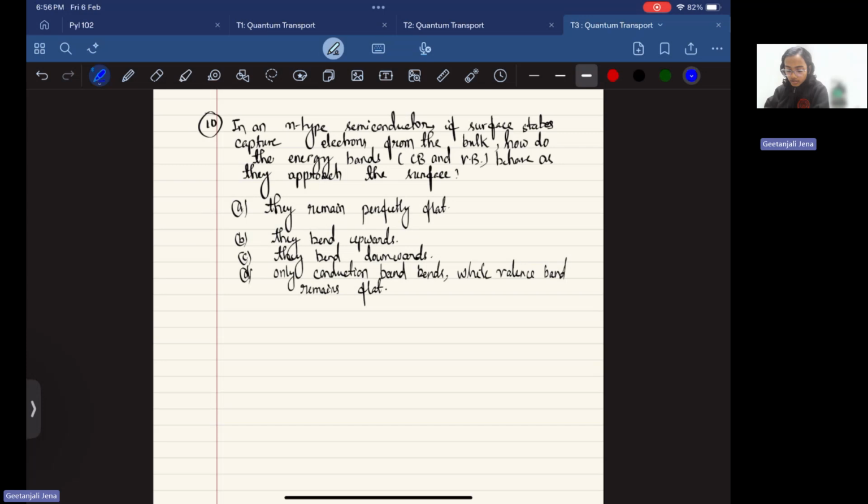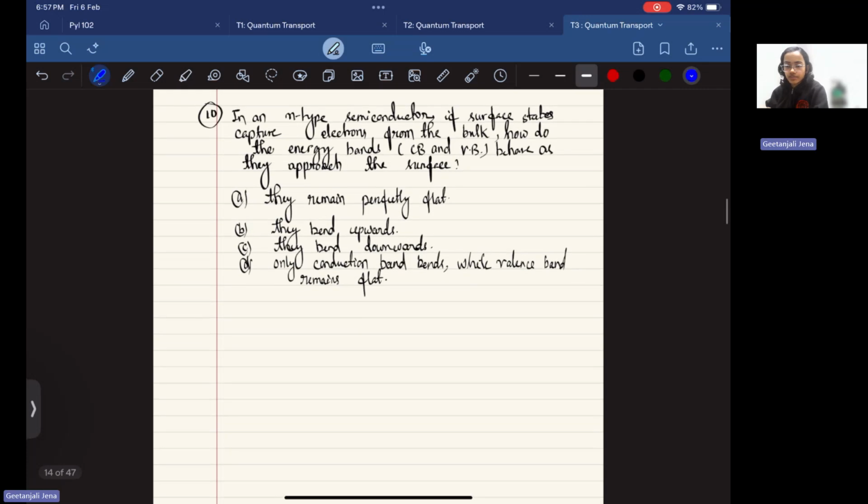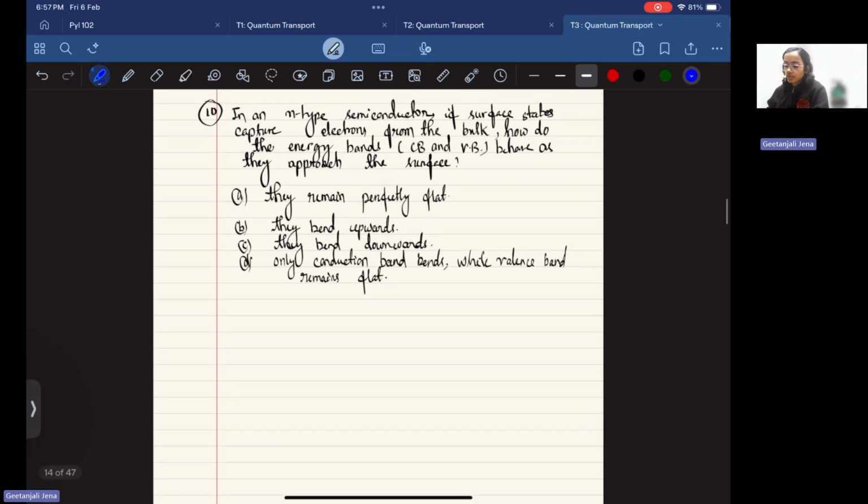It's given that in an N-type semiconductor, if the surface states capture electrons from the bulk, then how do the energy bands, which are the conduction band and the valence band, behave as they approach the surface? Option A, they remain perfectly flat. Option B, they bend upwards. Option C, they bend downwards. Option D, only the conduction band bends while the valence band remains flat. Which of the following is true for the N-type semiconductor surface state?